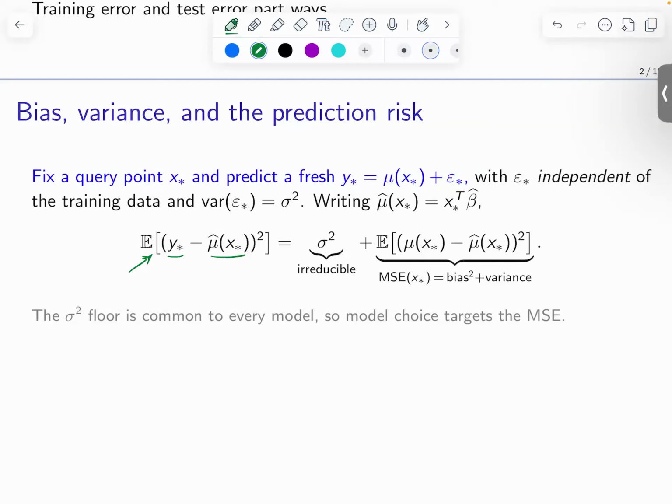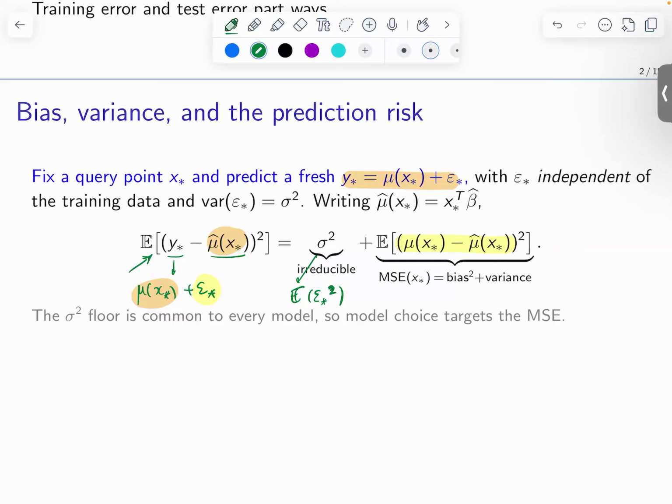But if I do this, there's a very simple little argument that you can do. We're just replacing y star with mu of x star, the true mean function, plus epsilon star, from this assumption. Then if you expand, you consider these two terms together, and this is another term. You get this difference squared, and you also get the expectation of epsilon squared, and then you get the cross term. The cross term goes away because of the independence between the training data and the test data. I encourage you to write it down.